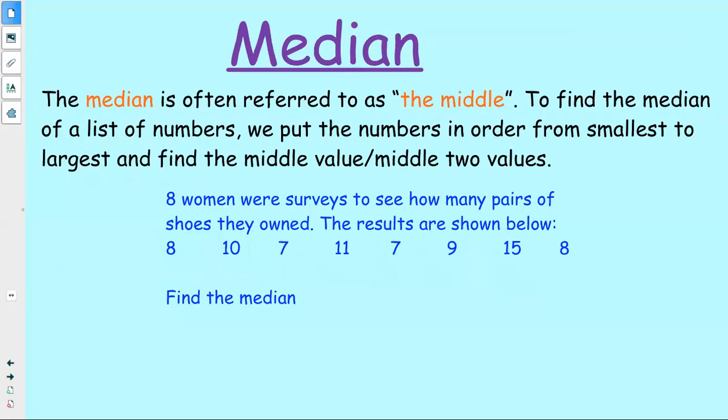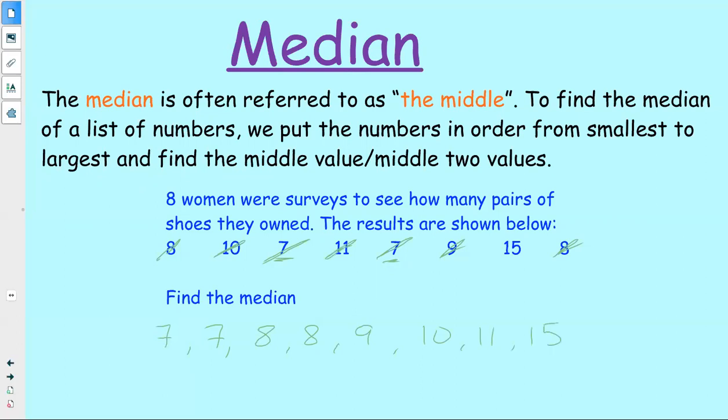Which numbers look the smallest? Which numbers are the smallest? 7 is the smallest, so we'll put 7, and then another 7. Once you use them, I like to cross them out so I know I have used them. It's very easy to miss a number, so please cross them out when we've used it. Next, we've got an 8 and another 8, so we write both 8s. And then you've got a 9, and then you've got a 10, then you've got 11, and then you've got a 15.